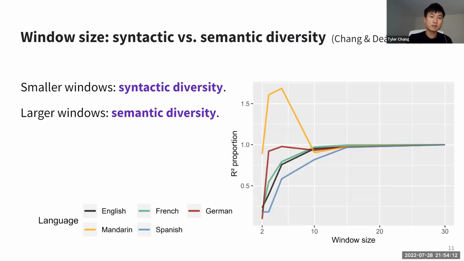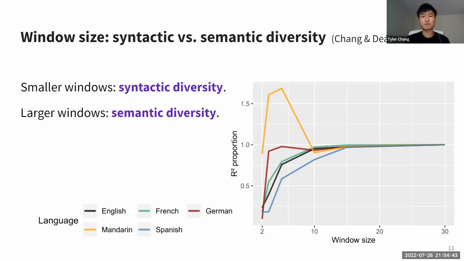So we ran our same analyses, computing contextual diversity with different window sizes and predicting words' ages of acquisition in different languages. And we found that in all languages except Mandarin, there were larger effects of semantic diversity, or larger window sizes, and it accounted for more variance in words' ages of acquisition as we increase the window size. However, Mandarin obviously doesn't seem to follow this pattern.